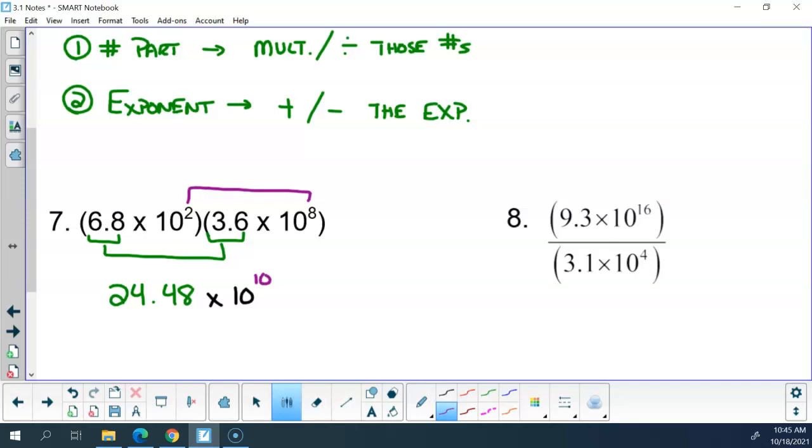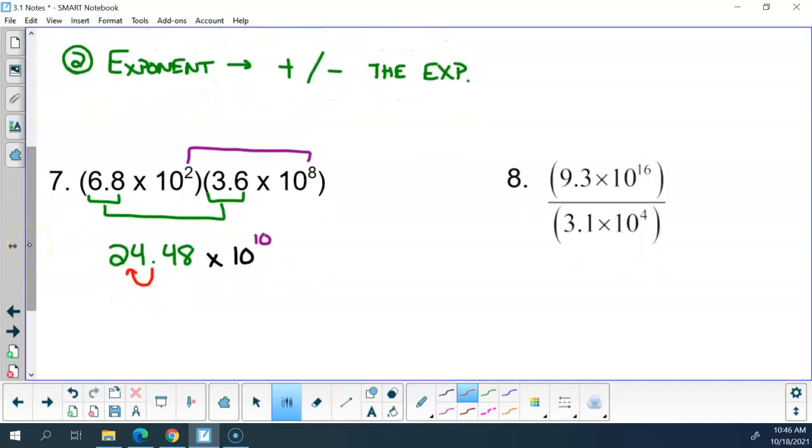Now, there's a problem. What's the problem? There's more than one digit to the left of my decimal point. So I've got to move this decimal point one spot over. And when I move that decimal point to the left, I'm going to add 1 to my exponent. If I move it to the right, I'm going to subtract 1 from my exponent. And we still include the other things. So this, in its final look, would be 2.448 times 10 to the 11th power.